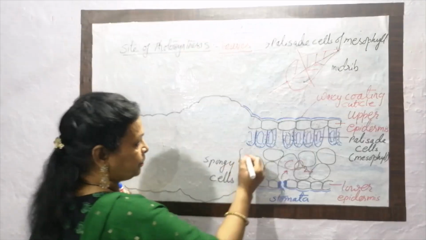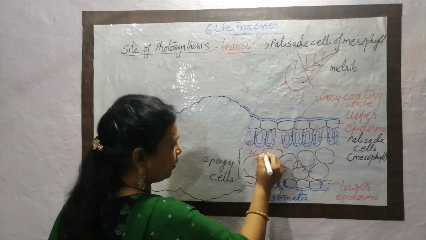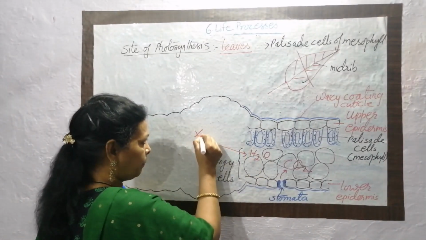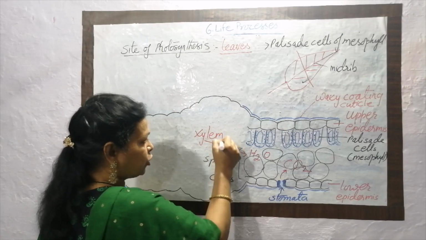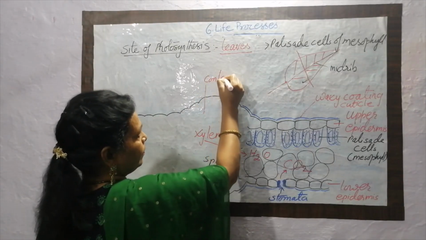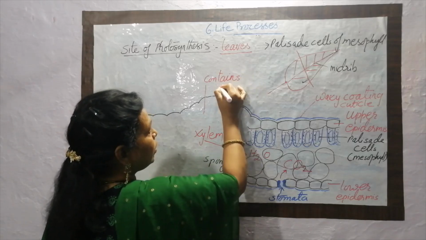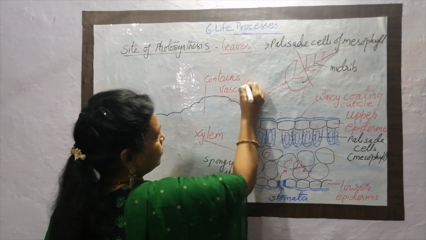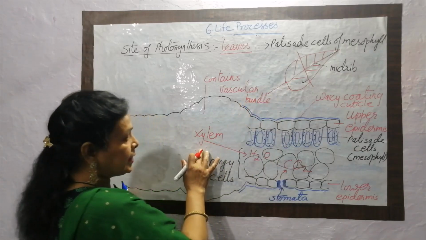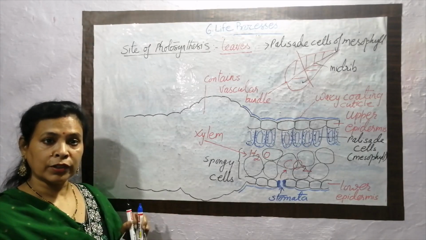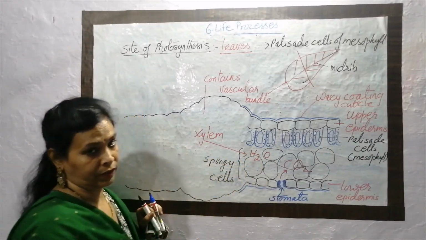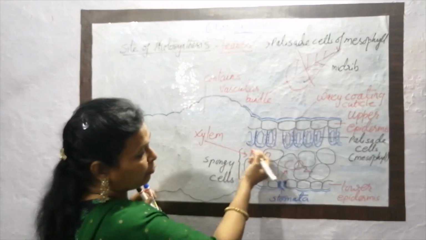Next is the water. Second substance is the water. From where does the plant get water? Water is given by the xylem. This midrib part contains the vascular bundle. And we know that xylem is a part of the vascular bundle. So through the root, xylem collects the water and provides it to the leaves. Now what happened when sunlight falls on that?